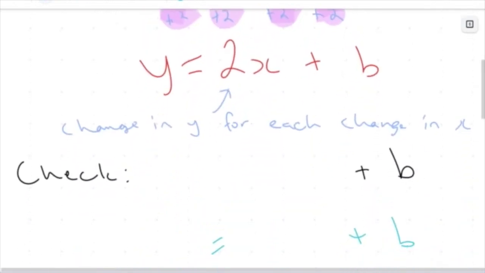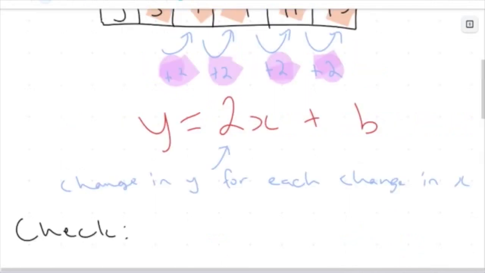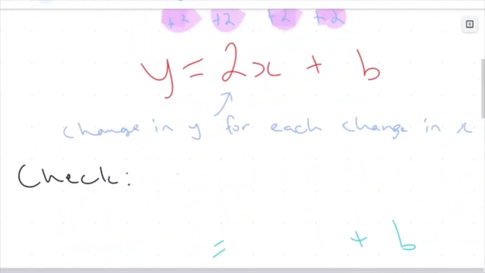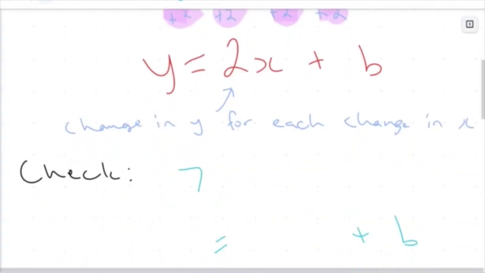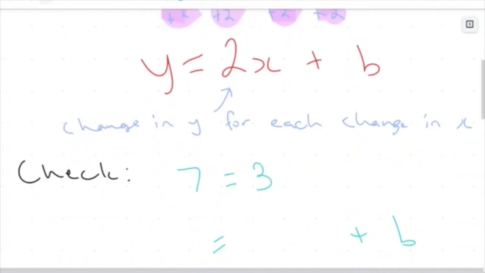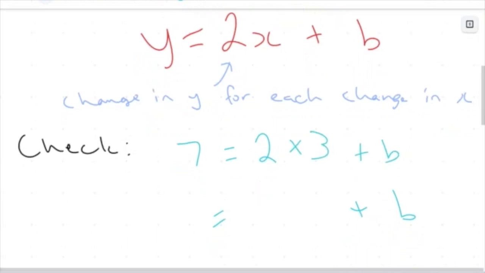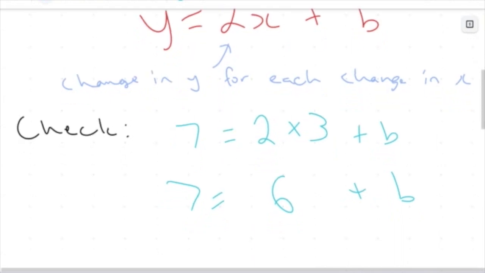So for example, if we tried, let's go with the next one, (3, 7), from the y equals 2 (my gradient) times 3 plus b. Well, 2 times 3 gives me 6. And we want a number that adds to 6 to give me 7. And that is the number 1. So b, once again, equals 1.